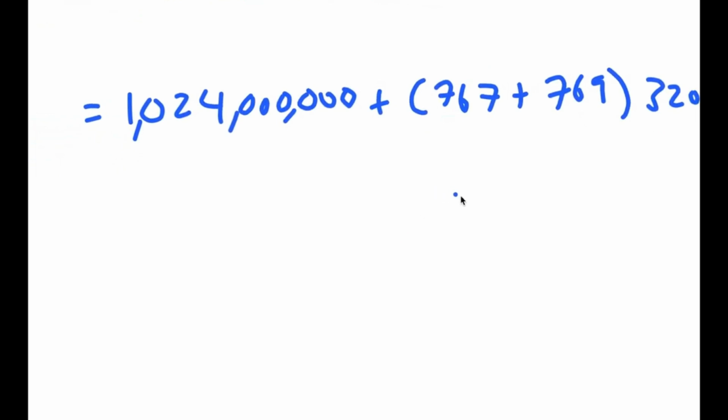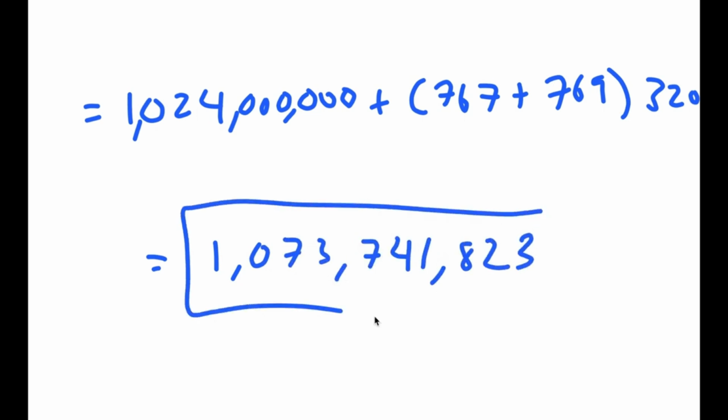So let me add all of this up. You can actually do this on paper if you want, but just to make this easier, I'm going to use a calculator to add all of this up. So if I add all of this up, I get 1,073,741,823. So this is my solution.